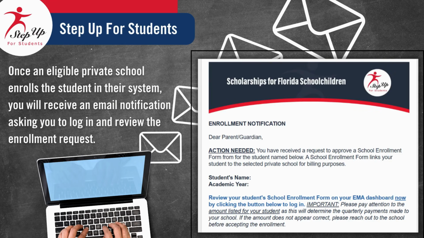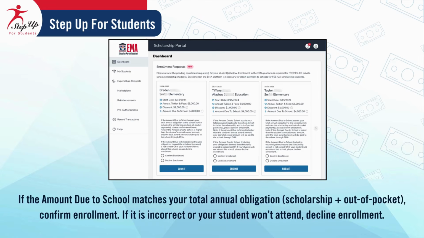Once an eligible private school enters the enrollment request for your student, you will receive an email notification. That email will prompt you to log into EMA to review the enrollment request. Be sure to review the details carefully before you approve anything. If the amount due to school matches your total annual obligation, scholarship plus any out-of-pocket amount, confirm enrollment. If the amount is incorrect or your student will not attend, decline the enrollment request.